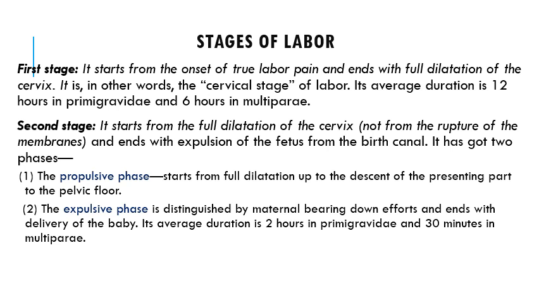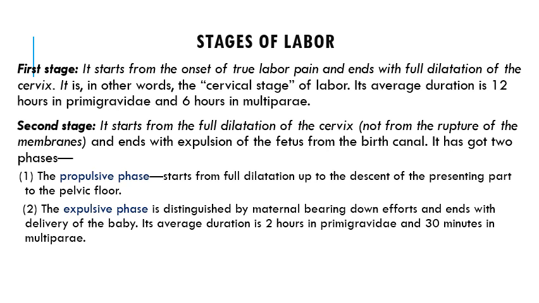Now let us discuss the stages of labor. The first stage starts with the onset of true labor pain and ends with the full dilatation of the cervix. The average duration is 12 hours in primigravidae and 6 hours in multiparae.